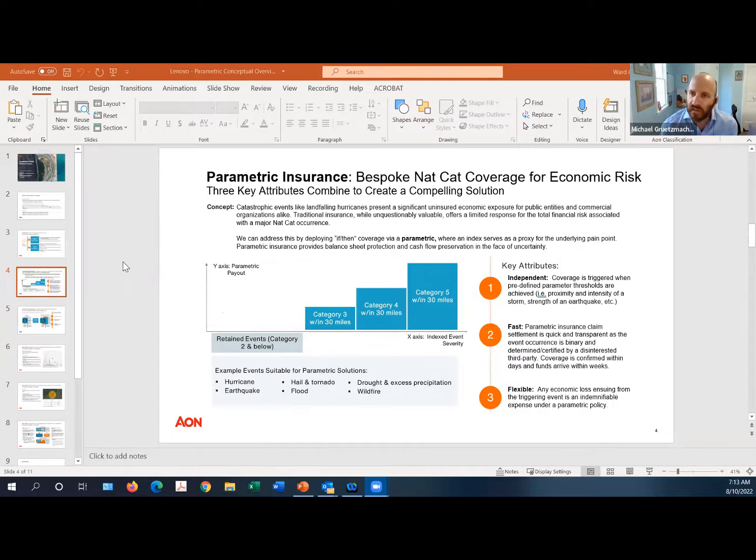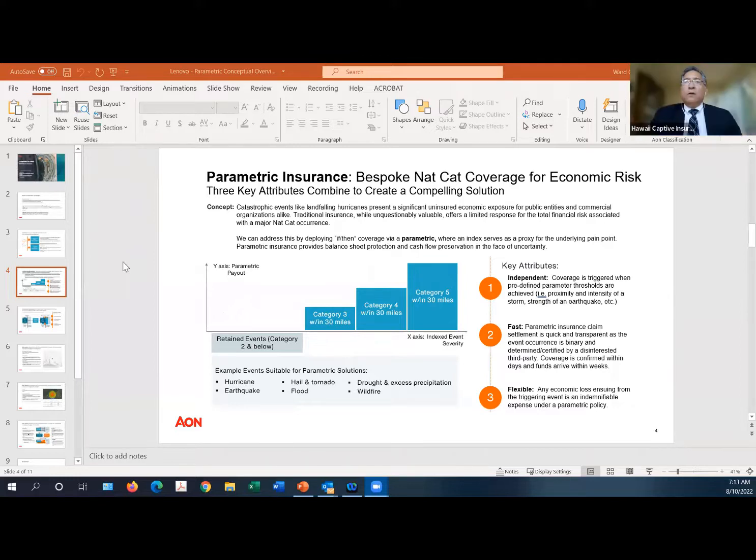Also thinking about drought, excess precipitation, which has a lot of applications for a lot of different industries. And then also wildfire. But wildfire is a little bit difficult just to find ample capacity. But I think this is where there's been a lot of product development and innovation in this space.